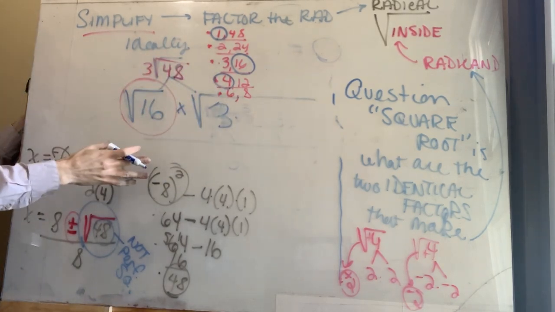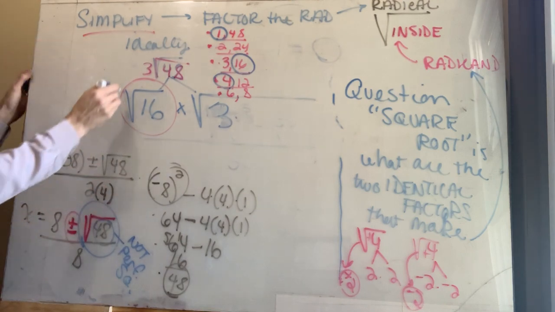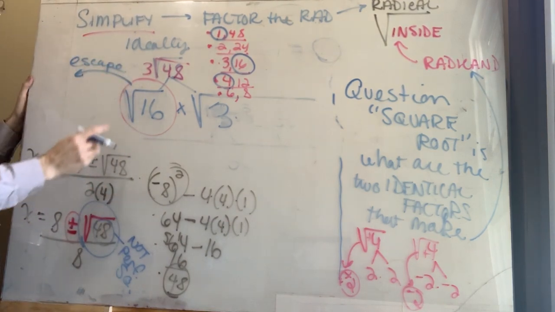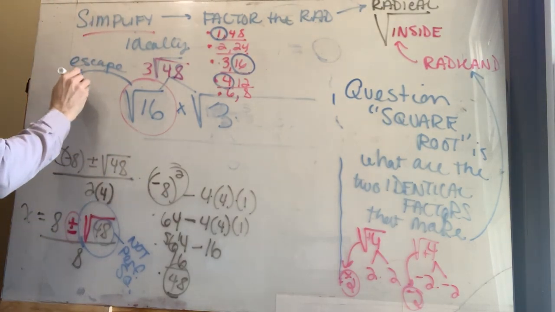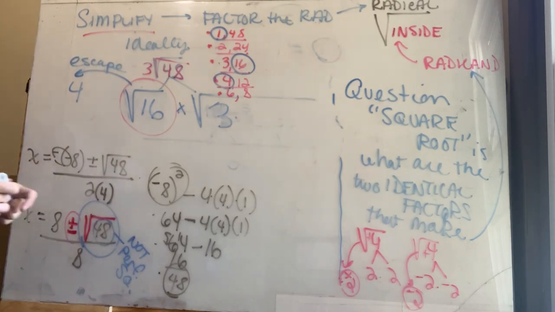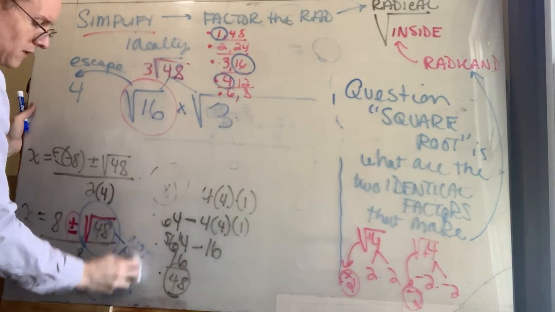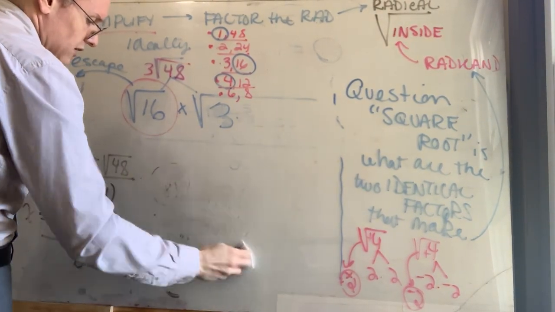This is basically almost done, right? The advantage to doing this is that one of these is going to escape, right? What is just the square root of 16 by itself? It's 4 times 4, so we just write 4. That means that the reduced version of this will look like so.